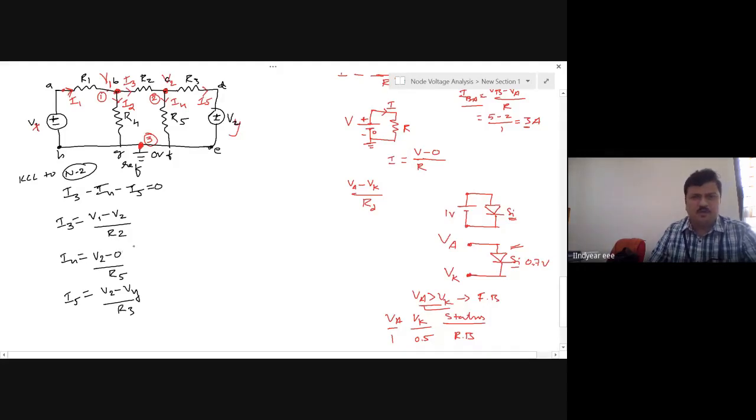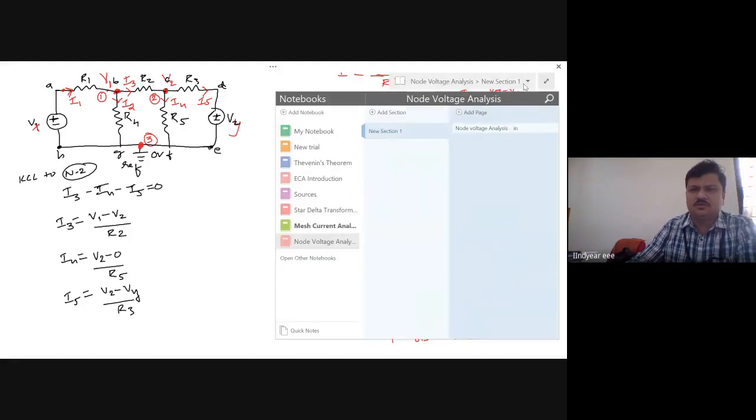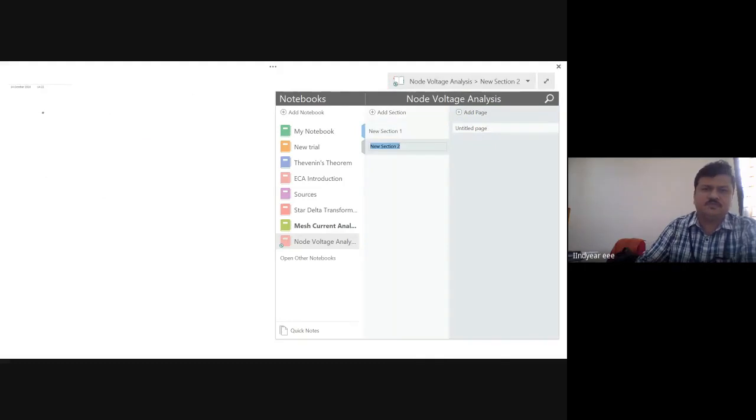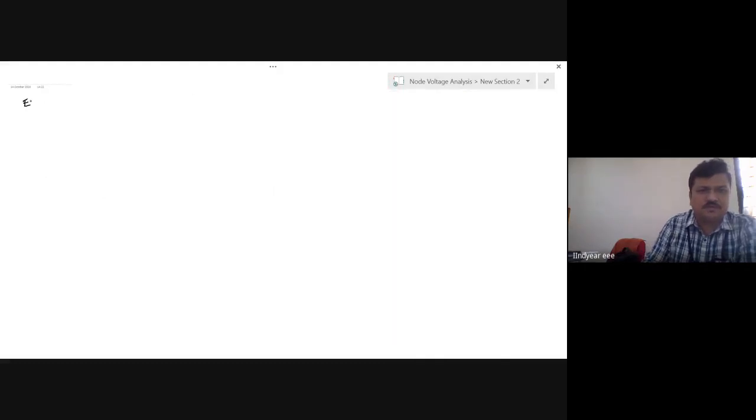Solve for V1 and V2. Once I get V1 and V2, substitute the values of V1 and V2 in all these respective branch current equations, you will get branch currents. This is how I have to take forward the node voltage analysis. So we will look into one simple example. Same orientation example I will consider. Then we'll see other further examples. Okay. Example. We will take example. I will take three loop circuit only, three mesh circuit only.